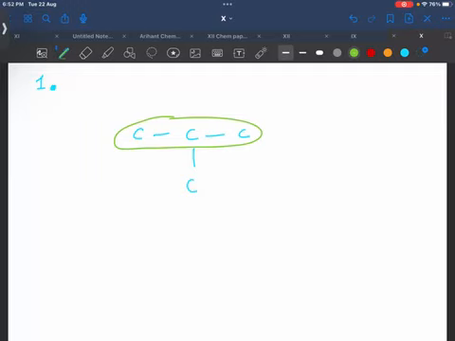This is one possibility, everyone. Let's say this is your parent chain. I have decided this is your parent chain. Then you have to give numbering. Numbers देना है. You have to count the number of carbon atoms. ठीक है? कोई भी एक end से start करना है, either from the left hand side or from the right hand side. Which side will you start counting from? From the left or from the right? Come on, who will tell me?